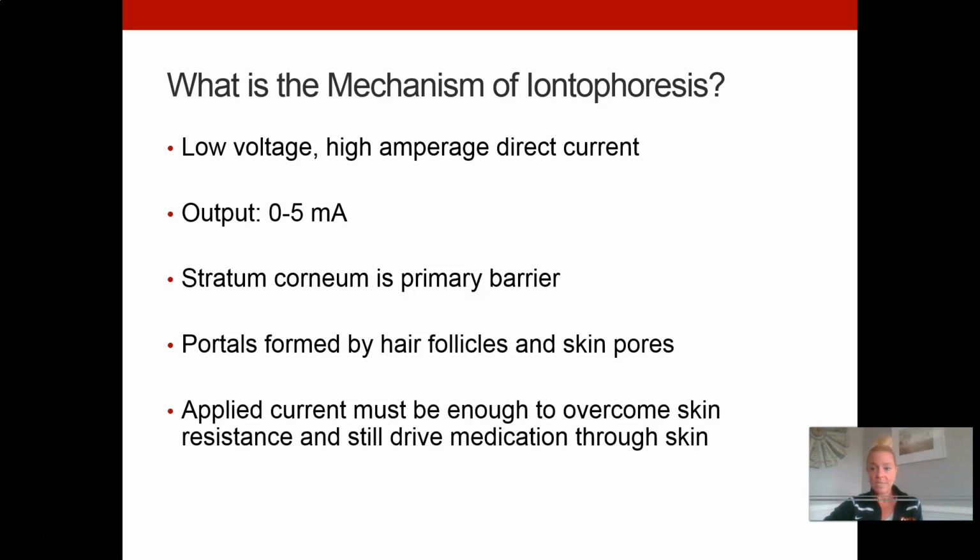Like with all types of E-stim, your stratum corneum, or your outermost layer of skin, is going to be our primary barrier. And what happens with Ionto is portals are formed with hair follicles and skin pores. The current helps to open them up, and then the medication is able to be driven through the skin. The current applied has to be enough to overcome skin resistance and drive the medication through the skin. And so you'll see Ionto does feel a little bit different than the types of E-stim that you guys have experienced up until this point.